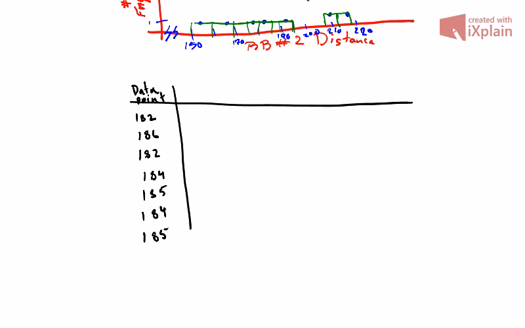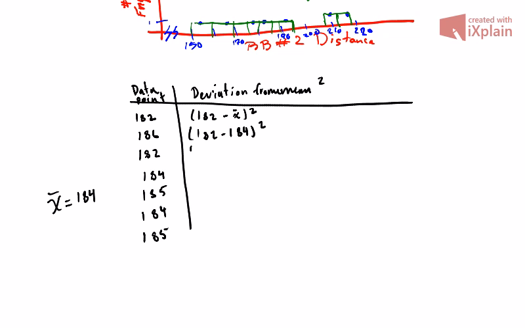To find the deviation from the mean, I'm basically just going to subtract the mean from each data point and square it. The deviation from the mean squared. Now what this will do is I'll take 182, subtract out the mean, and square it. Well, we know that the average was 184, so we know that x bar is 184. So 182 minus 184, and then I square it.